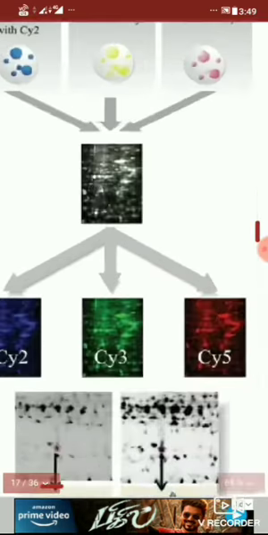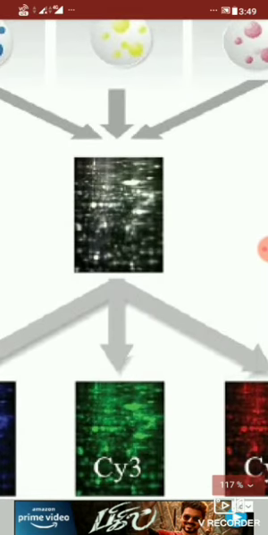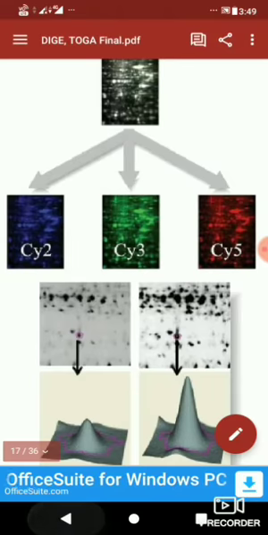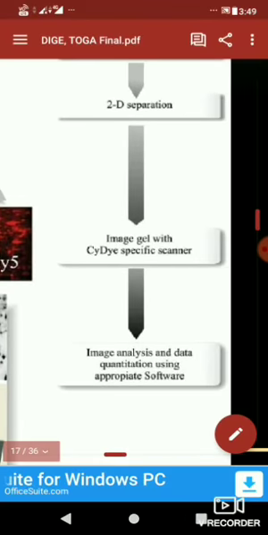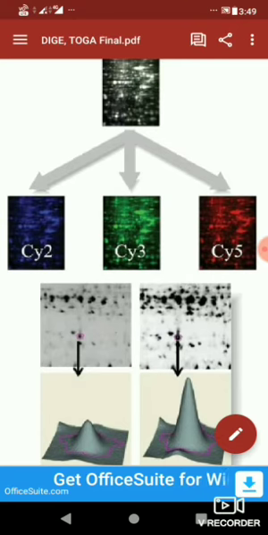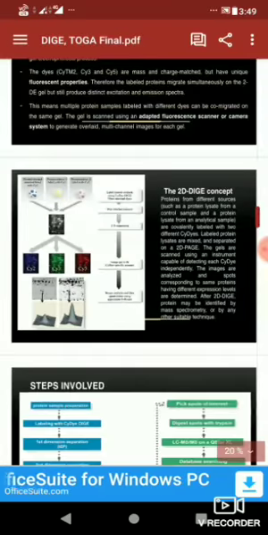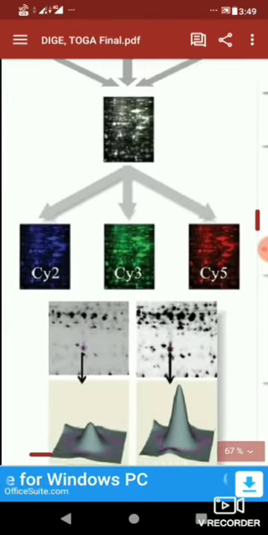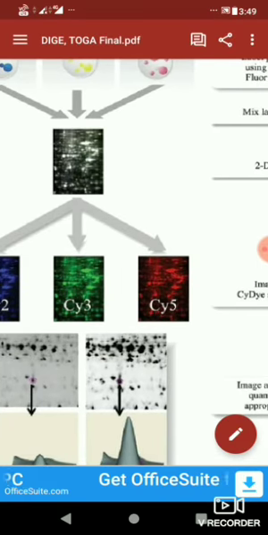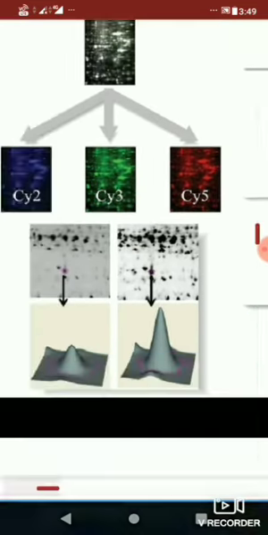When you run a normal 2D gel, you can see the gel looks like there's nothing different. Everything looks the same. But when you expose them to the scanner and capture the image, fluorescence at different nanometers will give different colors. Each dye gives a different color. So this pattern you are getting is for the normal protein. This one is from diseased person 2 and this CY3 is from diseased person 1.